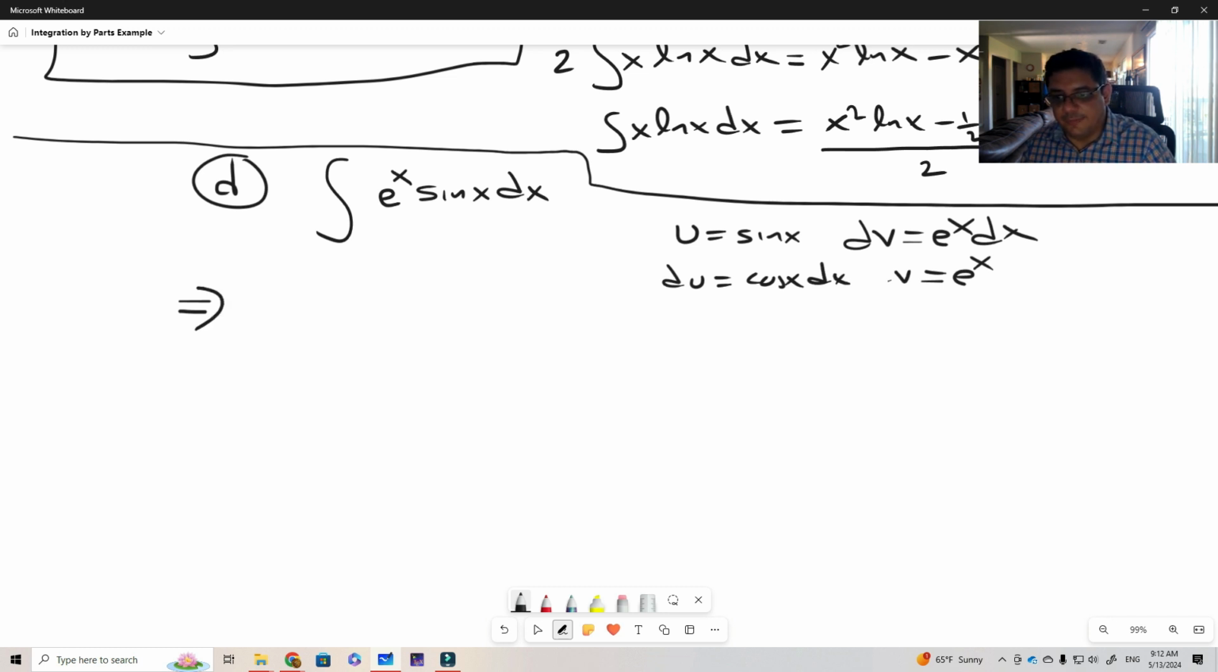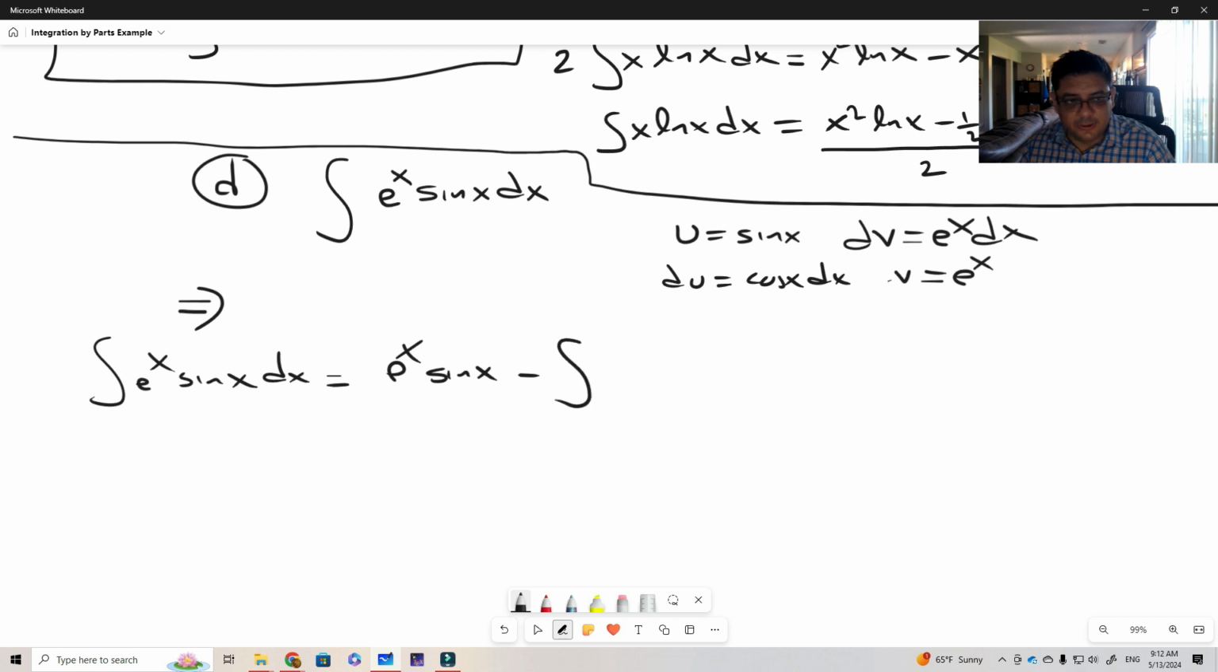Now, using the formula, this integral here will be u times v, which is e to the x sine of x, minus the integral of v du. But v is e to the x, and du is cosine of x dx. So notice that we didn't accomplish much. We changed e to the x sine of x by e to the x cosine of x. So are we really doing something so far? Not really. We're going to have to do integration by parts again here.